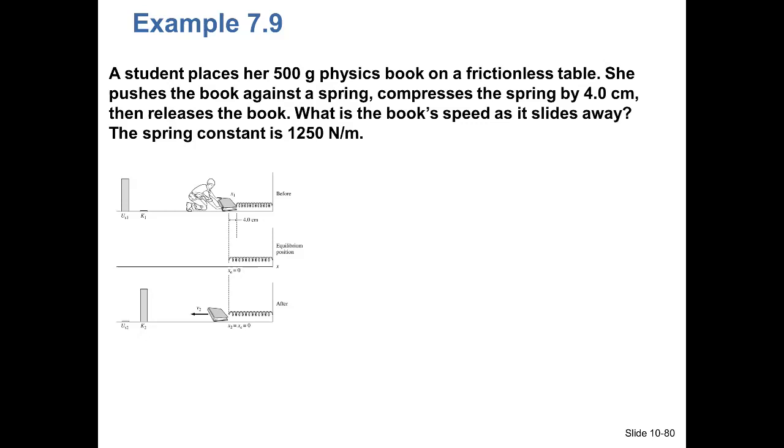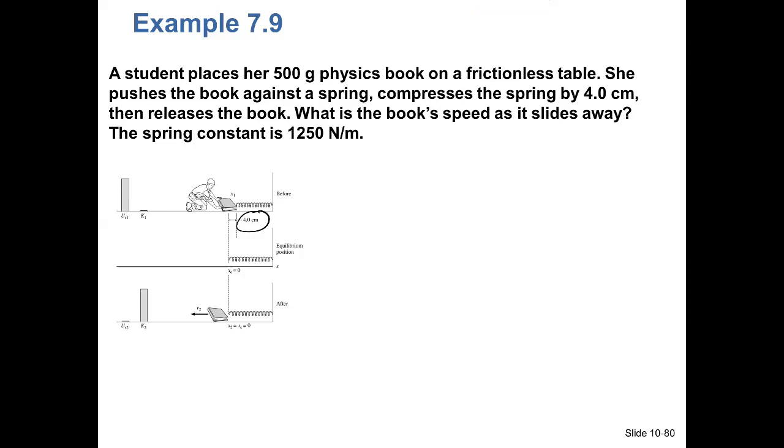As the student pushes the book and compresses the spring by 4 centimeters, after that the only thing acting on the book is the spring force, because once you let go, the spring force pushes it to the left. But the student's contribution is that by pushing and compressing the spring, we transfer energy into the system as potential energy. Basically, there's stored energy available to start with.